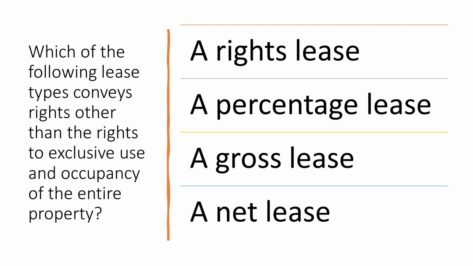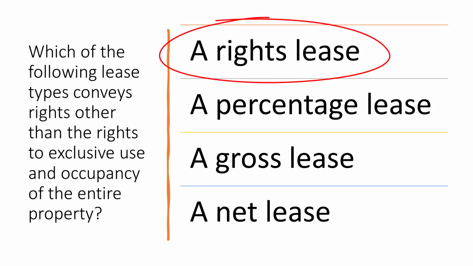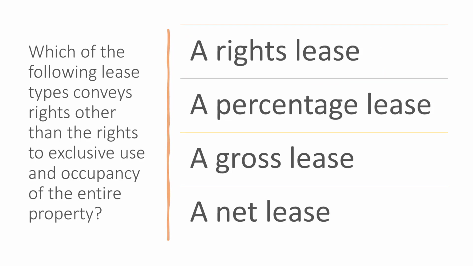Our answer is a rights lease. Leasing of rights is the practice of leasing property rights other than the right to exclusive occupancy and possession. This type of lease most commonly is used in the leasing of water rights, air rights, and mineral rights.